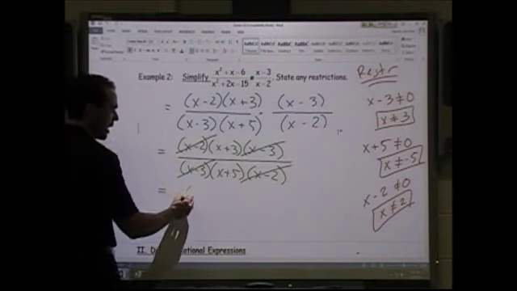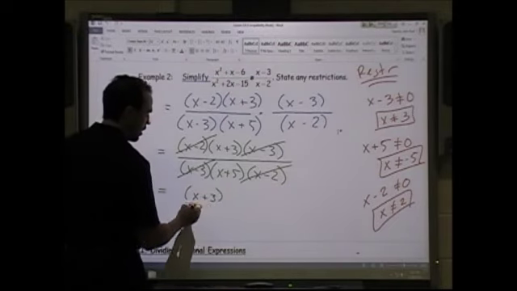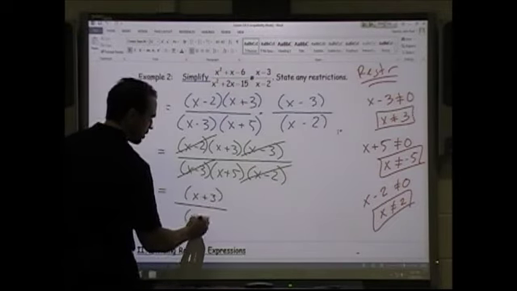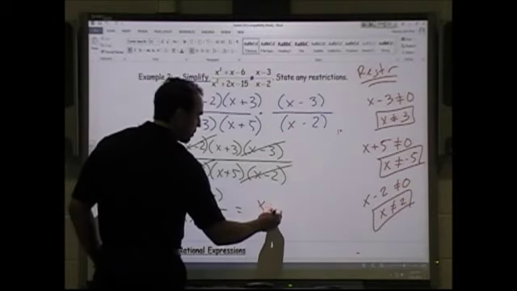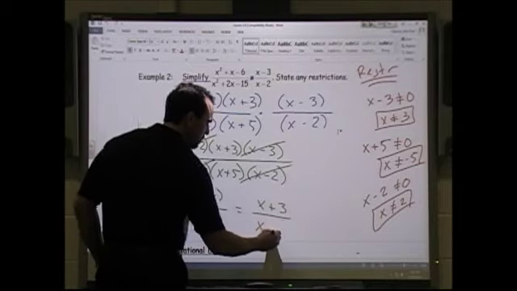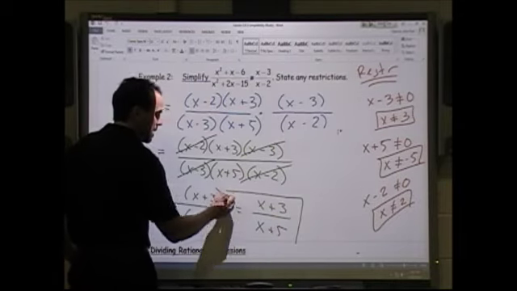So on the top, I am left with x plus 3. And the bottom, I'm left with x plus 5. The correct way of writing this is without the brackets now, so the x plus 3 on the top, all over x plus 5 on the bottom. So this is my final answer.